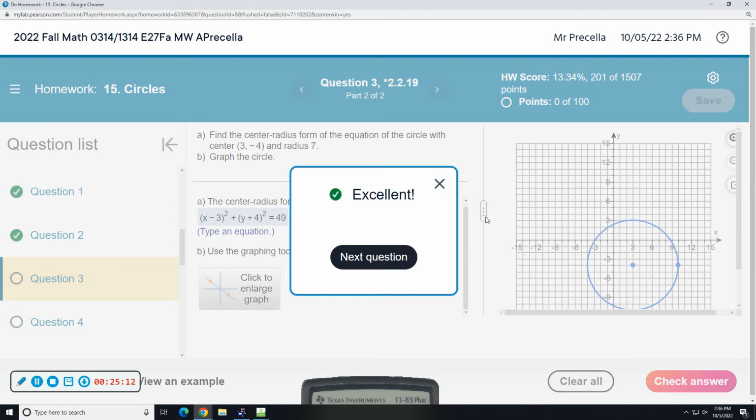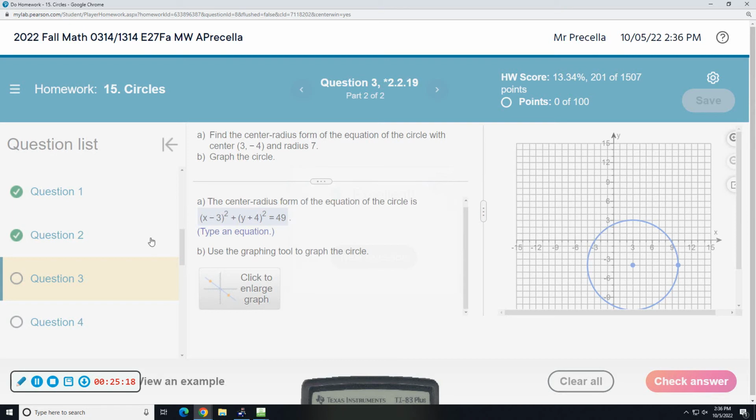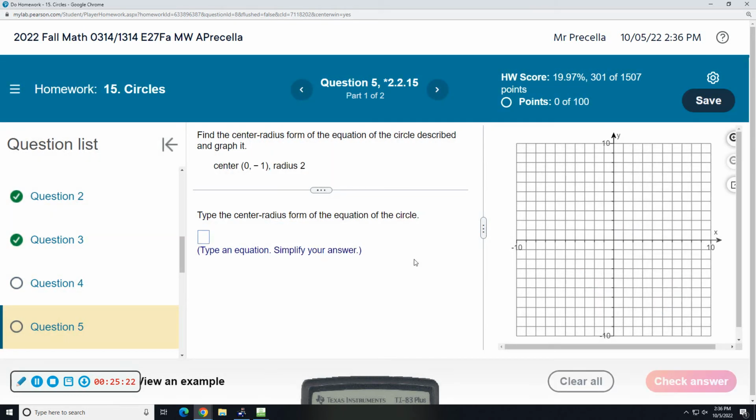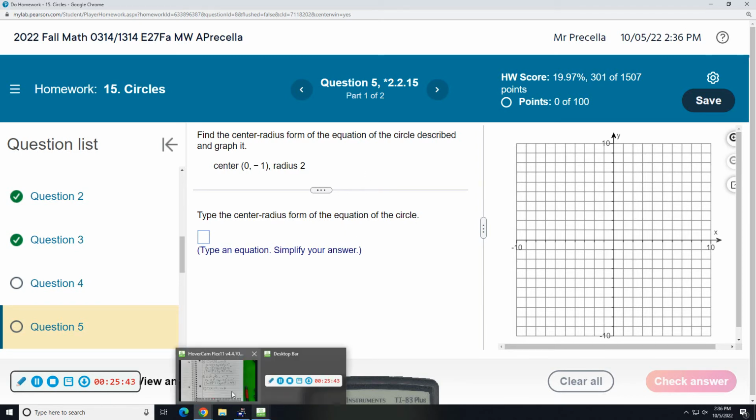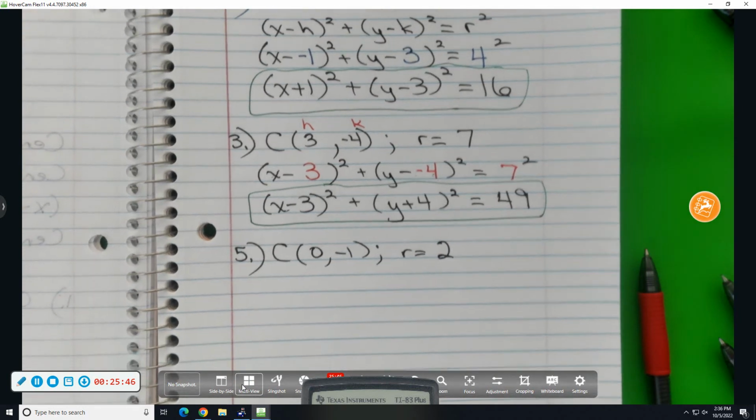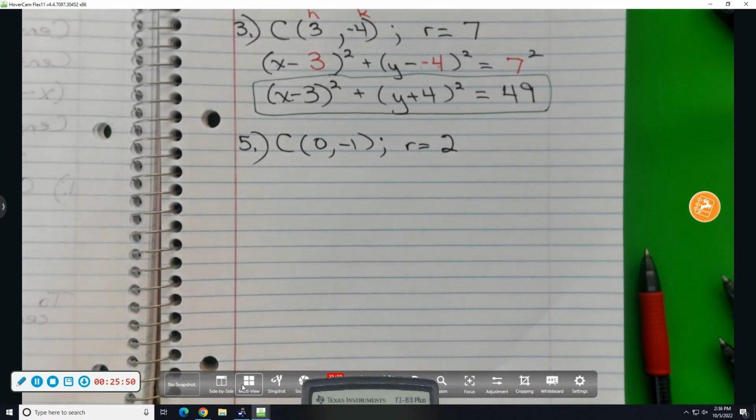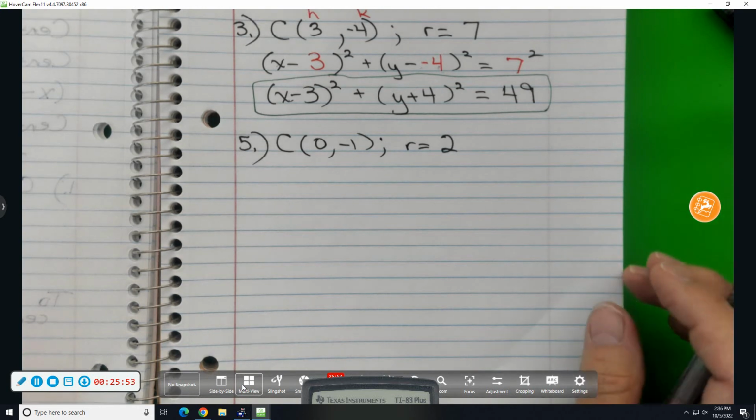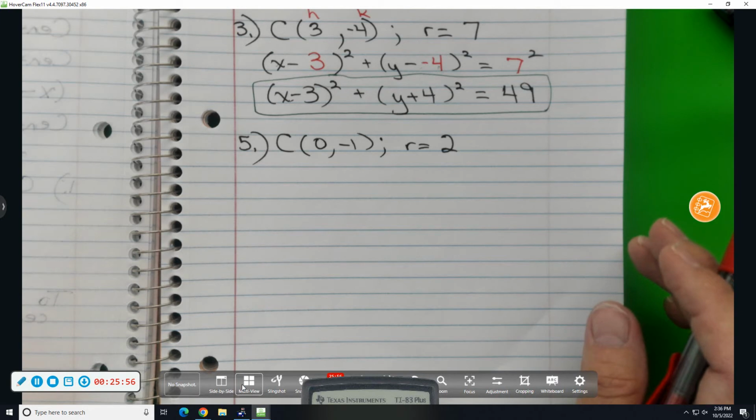Number 5. Okay. So we're going on. Number 4 is just like 3. So number 5. Let's write the problem down. Here the center is at the point 0, -1, and the radius is 2. Same instructions, write the center radius form and then draw the graph.